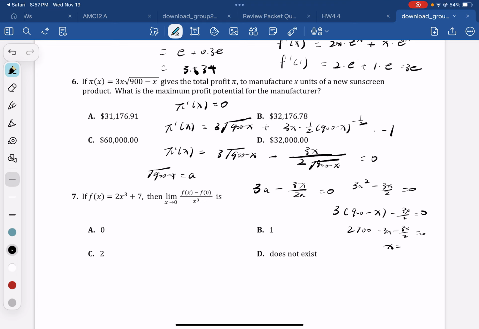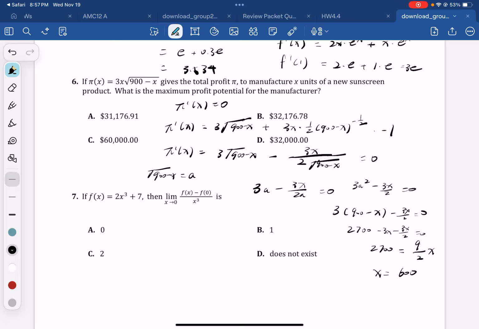2700 equals 9 over 2 x. So x equals 600.